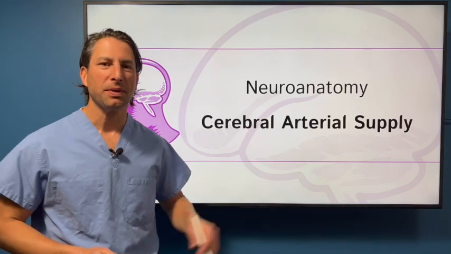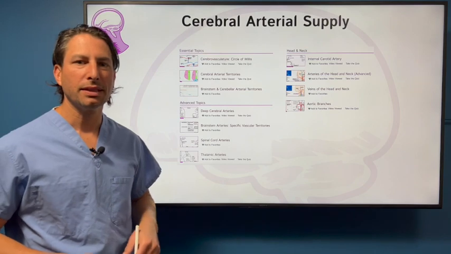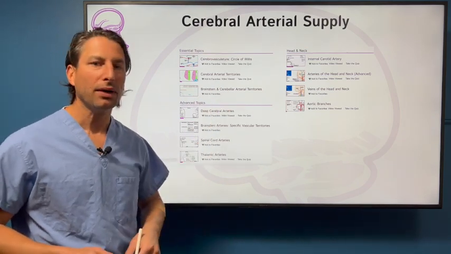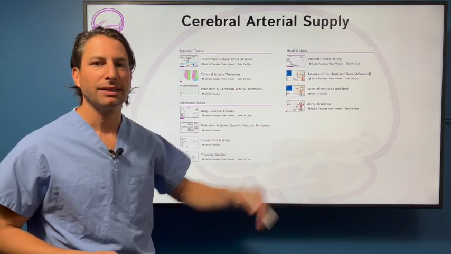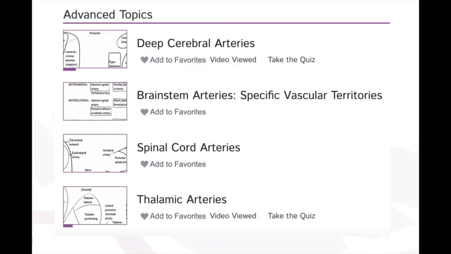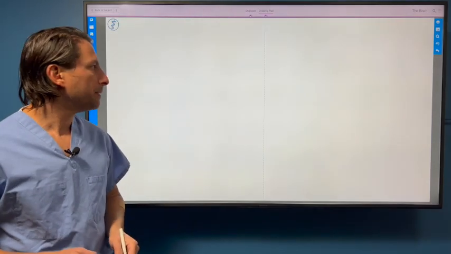So here we're going to cover cerebral arterial supply and neuroanatomy. We're going to go through the circle of Willis, the cerebral arterial territories, then the brainstem and cerebellar arterial territories, and then vasculature of the head and neck, and we'll skip some of these advanced topics that are available on the site. So let's walk through the circle of Willis.